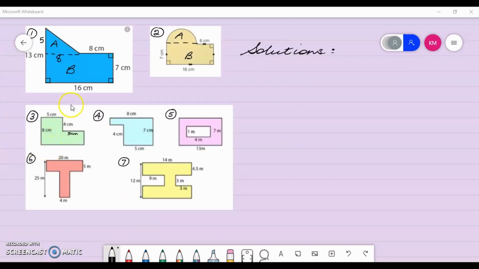Let's move on to question number 3. So I can divide this shape this way.